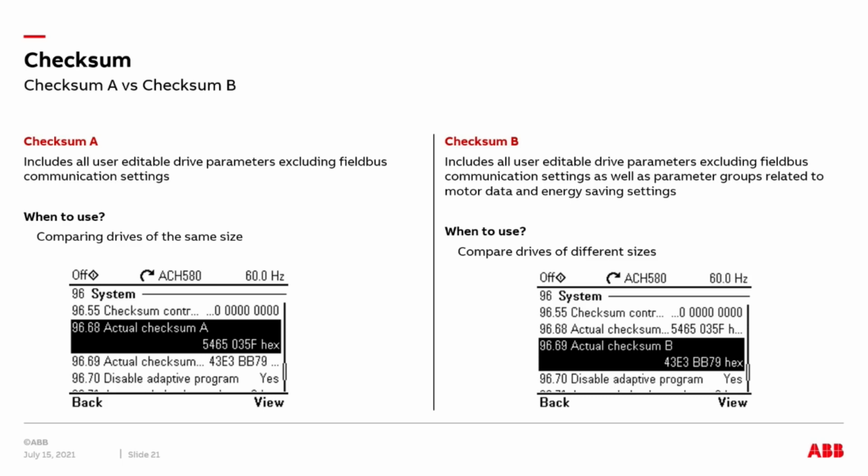So checksum B, though, could be used very similarly. Let me define it. Checksum B includes all user editable drive parameters, but it excludes the field bus communication settings, as well as parameter groups related to motor data and energy saving settings. So when would we use this checksum B? It's when we would want to compare drives, maybe of an entire site that were set up the same, but all the drives are different horsepower sizes.